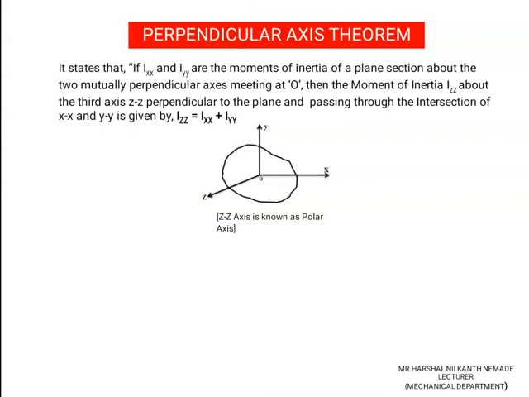Perpendicular axis theorem. It states that if Ixx and Iyy are the moments of inertia of a plane section about two mutually perpendicular axes at O, then the moment of inertia Izz about the third axis zz, perpendicular to the plane and passing through the intersection of xx and yy, is given by Izz is equal to Ixx plus Iyy. The zz axis is also known as the polar axis.